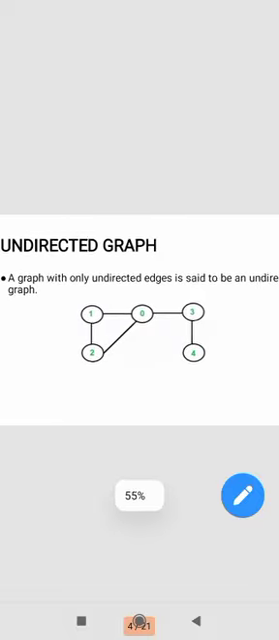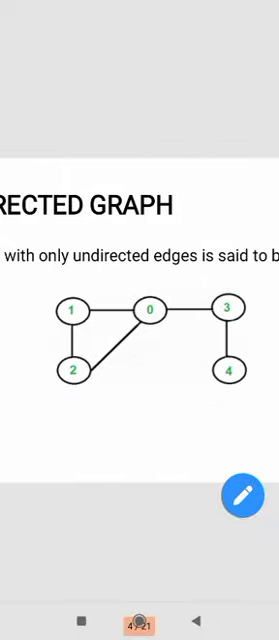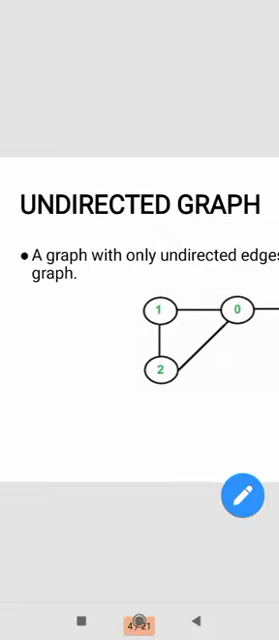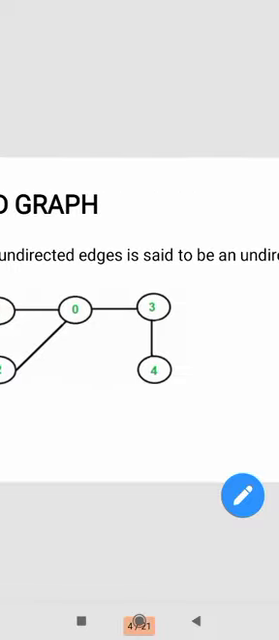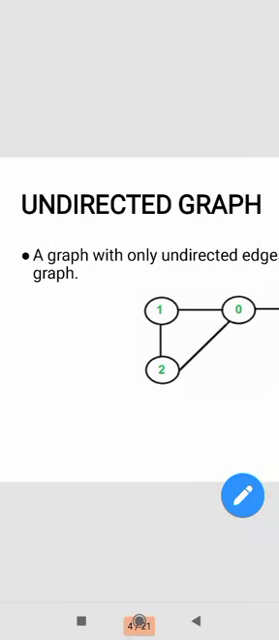In an undirected graph, there are no arrows pointing. Same here, the circles represent nodes or vertices. The lines connecting the vertices or nodes are called edges. A graph with only undirected edges is said to be an undirected graph.